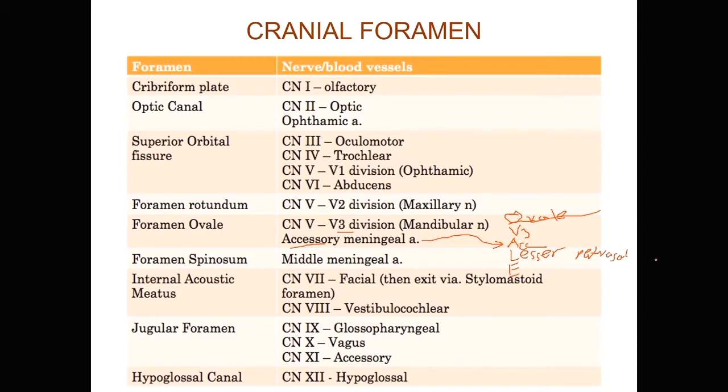And the last thing is going to be emissary veins. So we talked about those emissary veins of vein drainage that can go across the skull. Some of them actually travel right through foramen ovale.